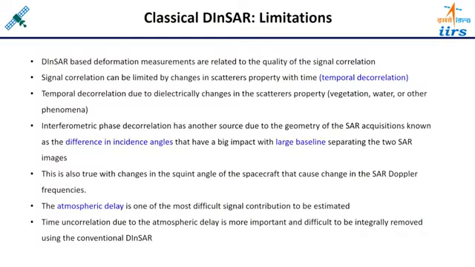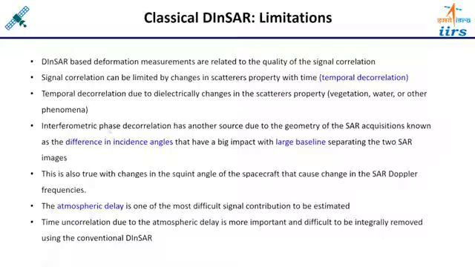InSAR-based deformation measurements are related to the quality of the signal correlation. Signal correlation can be limited by changes in scatter properties, which cause temporal decorrelation. If temporal decorrelation is high, the signal is completely noisy. Temporal decorrelation is due to dielectric changes in the scatter property, like vegetation, water content, or other phenomena by which the dielectric properties increase, and hence the backscatter may be high, but that doesn't mean the deformation over that particular area is high.